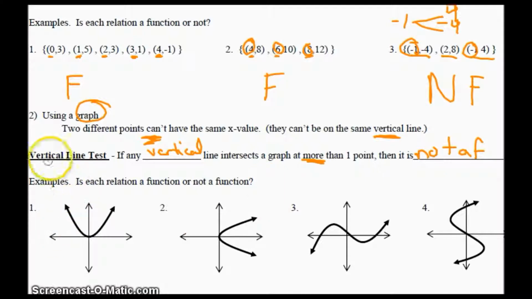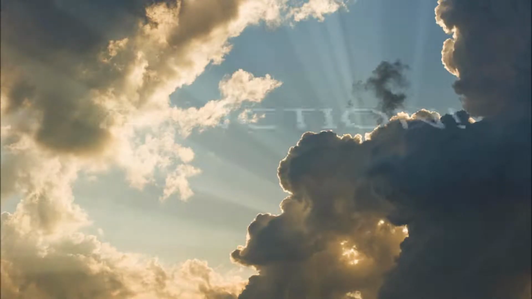So if we take a look at our first problem here, we're going to be talking about parabolas in this case. If we start drawing vertical lines the whole way across the page, or if you want to take your pencil and drag it across left to right, it should only intersect the line once at every single point. This one, therefore, is a function.